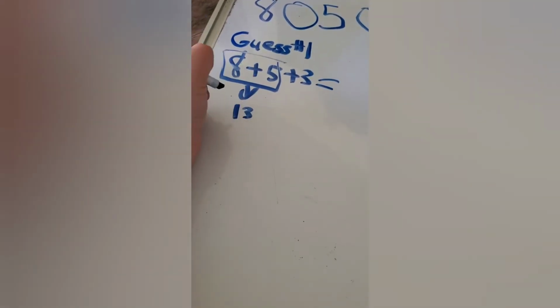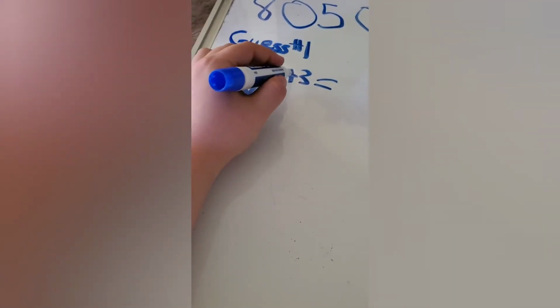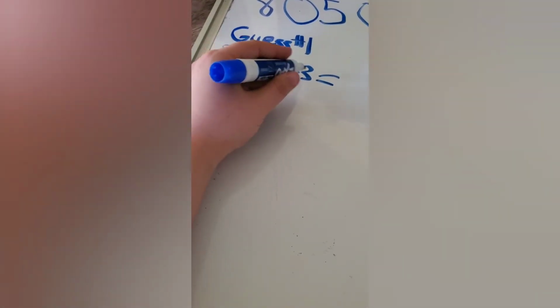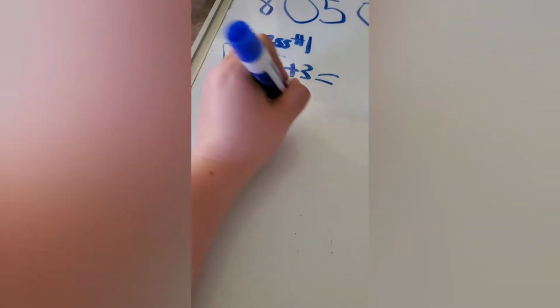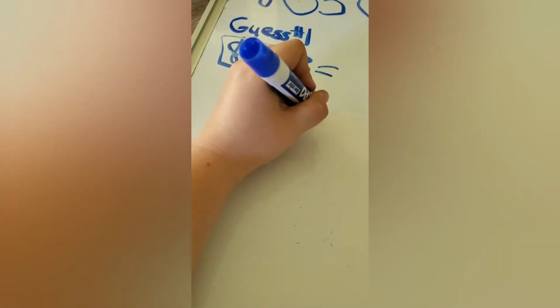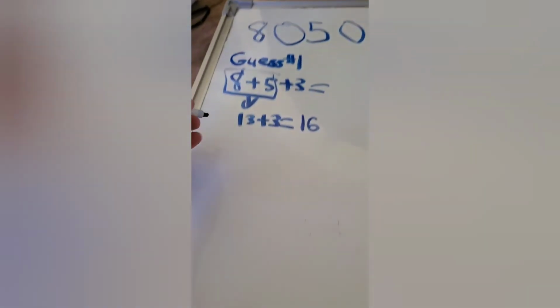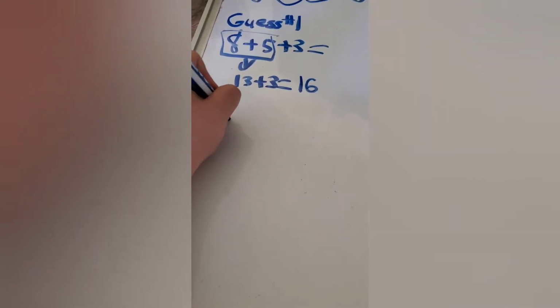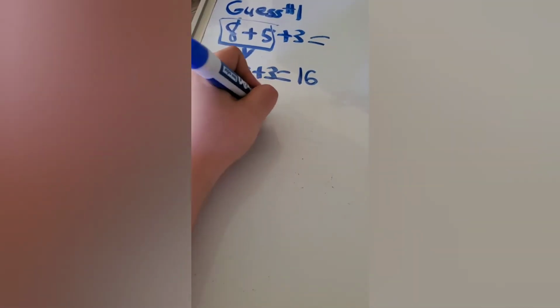All right, 13. 3, and so then we're going to take the 3 down, and we're going to add that. 13 plus 3 is what? You guys are right. 16. Definitely not the right guess. All right. Here's guess number 2 for me.